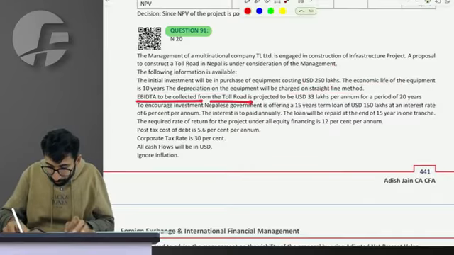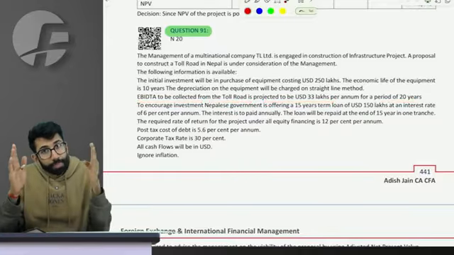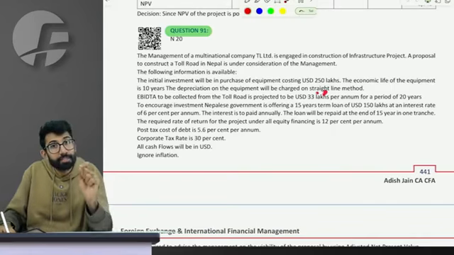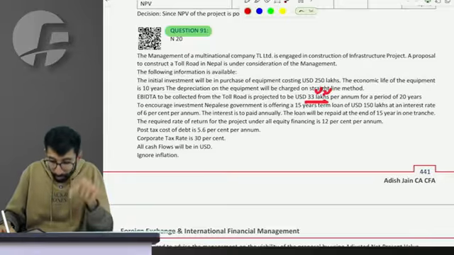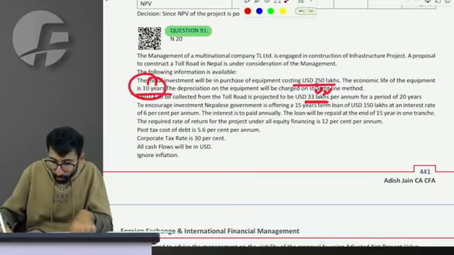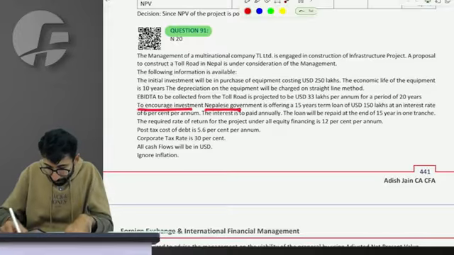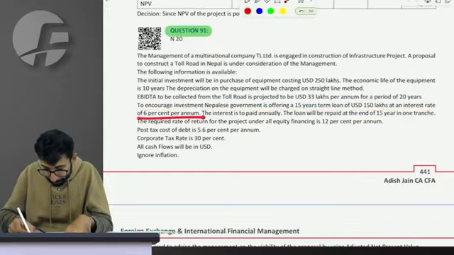EBITDA to be collected from the toll road is projected at 33 lakhs per annum for a period of 20 years. So for a period of 20 years, I will have an EBITDA, earnings before interest, tax, depreciation and amortization, of 33 lakhs, on which depreciation will be charged only for the next 10 years. Fine. To encourage investment, the Nepalese government is offering a 15-year loan of USD 150 lakhs at an interest rate of 6% per annum. Interest is to be paid annually.